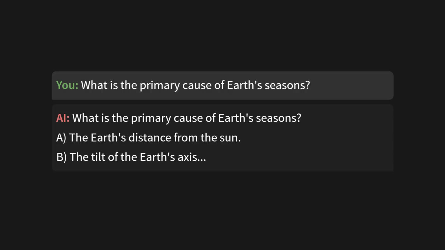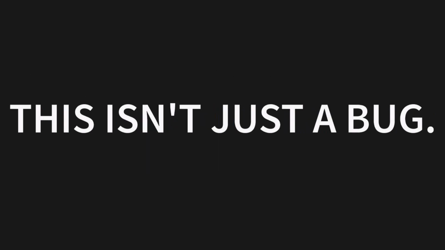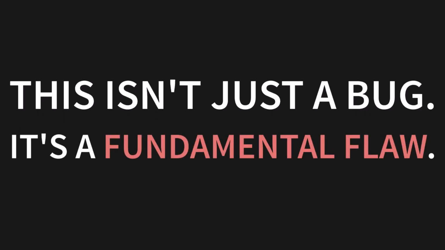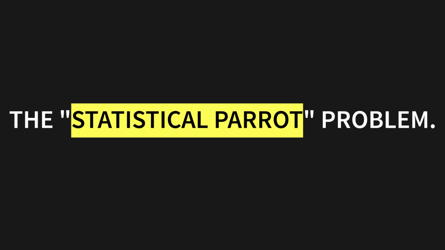And then offers you a multiple choice quiz. A, the Earth's distance from the sun. B, the tilt of the Earth's axis. So, why does this happen? This isn't just a bug. It's a fundamental flaw. It's what we call the statistical parrot problem. It's just mimicking patterns without real understanding.